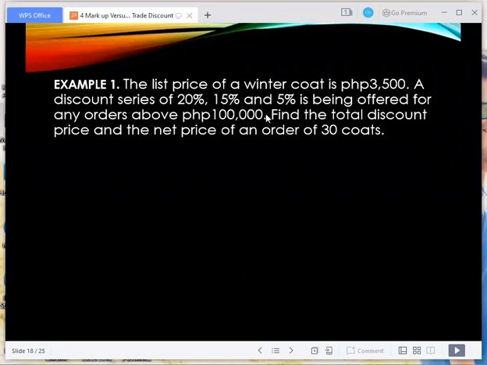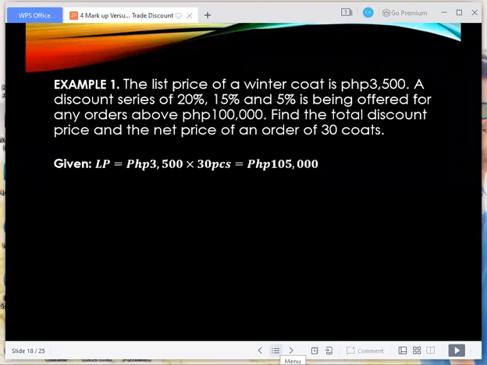So again, we have 3 discount rates here. Since there are 2 or more discount rates, that's now called the discount series. So the list price would be 3,500 per coat multiplied by 30 pieces, because the customer buys 30 coats. So 3,500 multiplied by 30, you get 105,000 pesos. That is your list price.